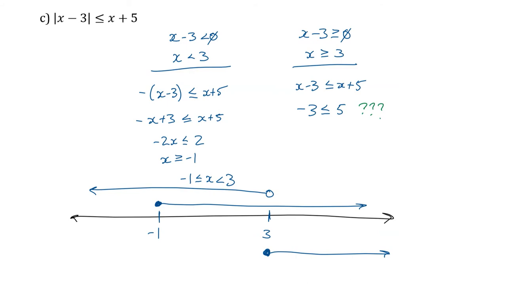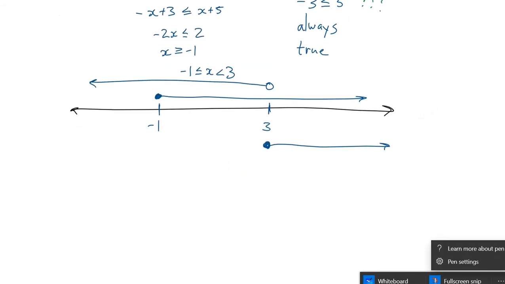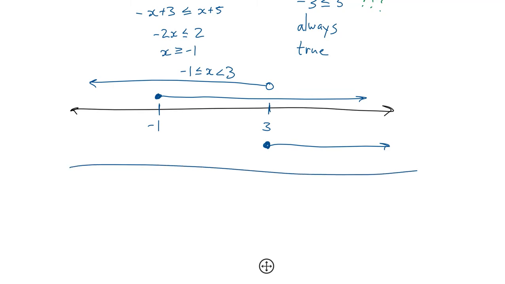It is less than 5, and always will be. So this is always true. How do we show always true on a number line? It's just everything. So what's the solution to this one? If it's where they overlap and this one is everything, then it's just the other interval, isn't it? It's just this interval. So values of x greater than or equal to 3.